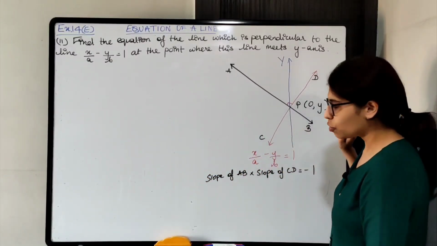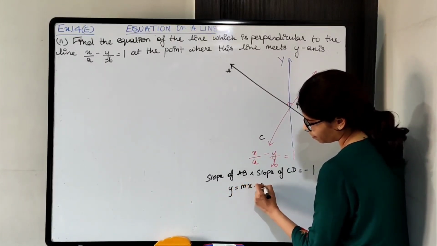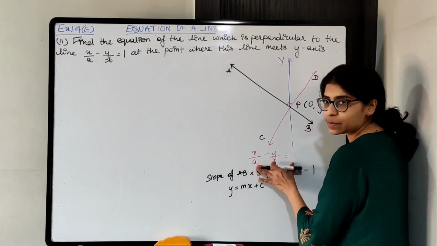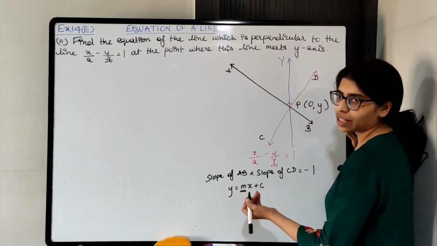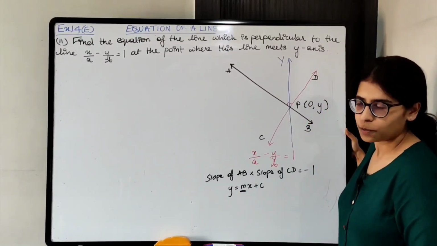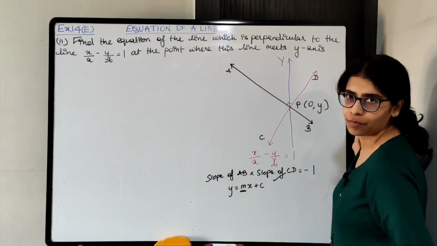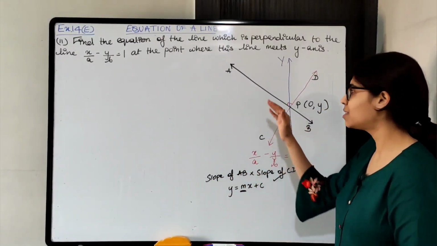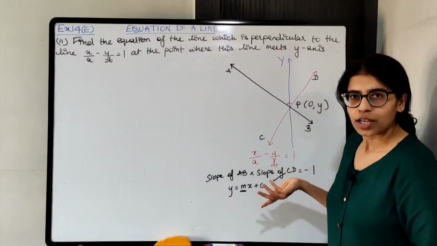What is the standard form of the equation of a line? y equals to mx plus c. I just need to express this in standard form. The coefficient of x will be m, that is the slope. So once I get the slope of CD, I'll easily get the slope of AB, using this formula, because the product of the slopes will be equal to -1 since the lines are perpendicular. Okay, so I'll get the slope of AB.